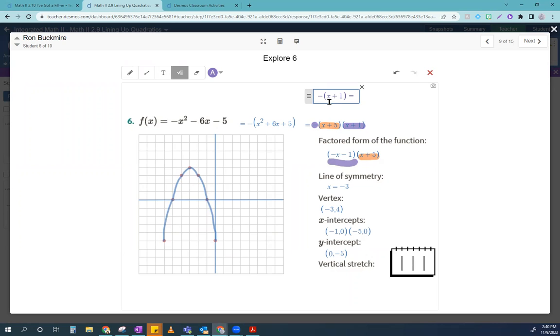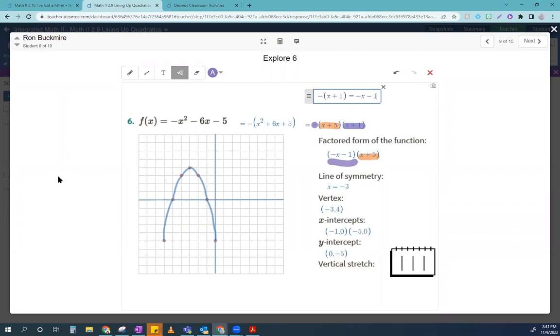What's negative times x? Very good, negative x, thank you. And what's negative times positive 1? Yeah, negative 1. So now do you see them as being the same or different? What do you think? Same or different? Very good. Yeah, now you see, you're like, oh, those are the same. But they looked really different before, right?